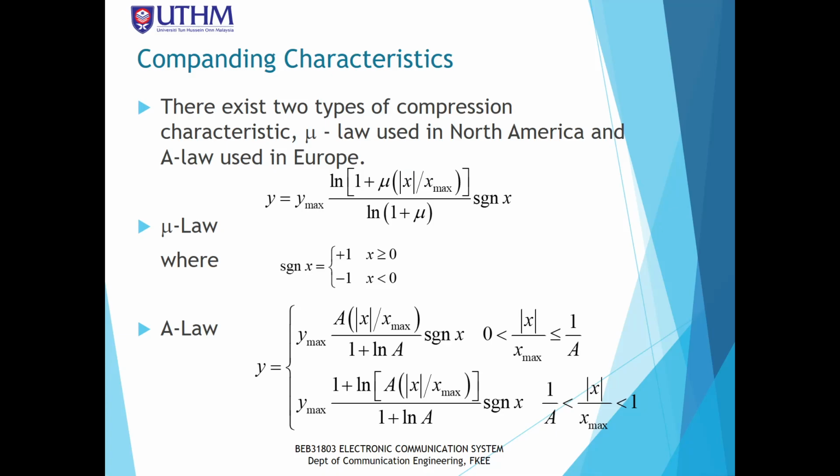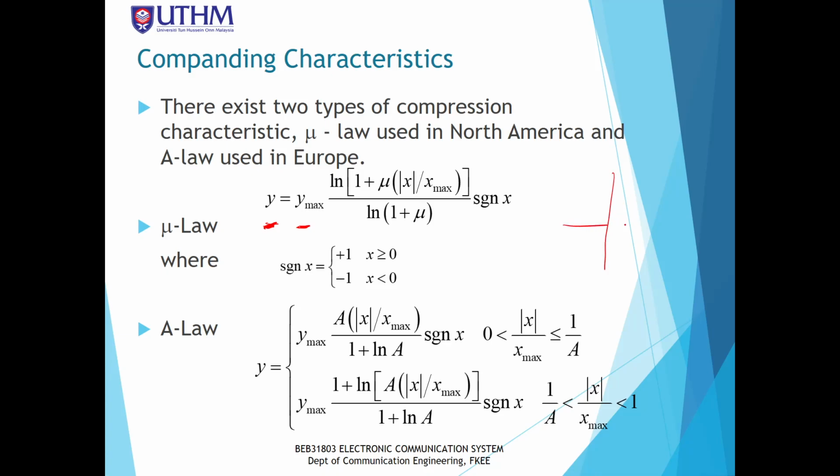For the mu law, you see that y equals, so this is the output from the analog to digital converter. And y max is the maximum, we have a y max and y min. These are the levels of the quantizer. What is the level of the quantizer?